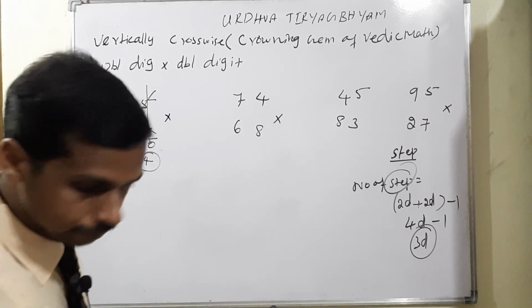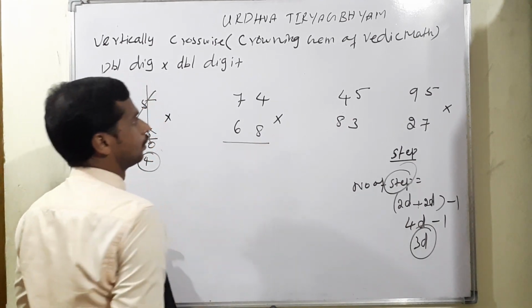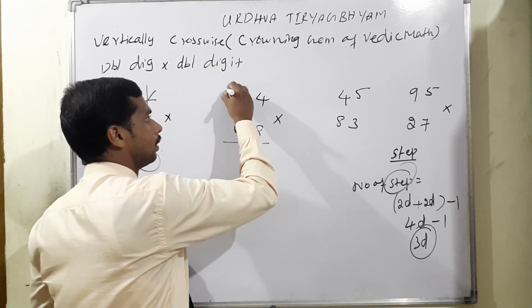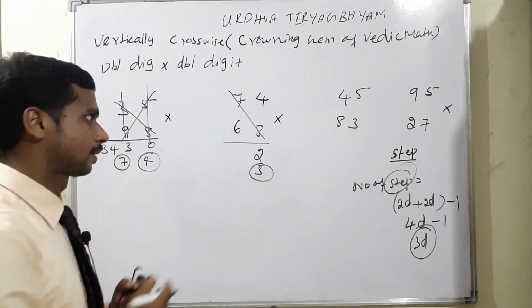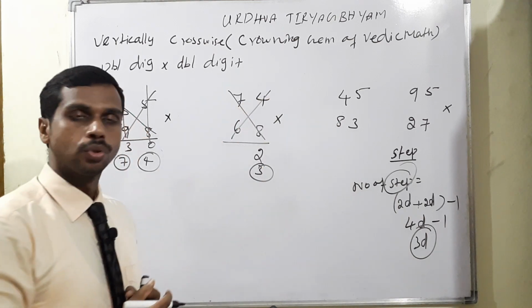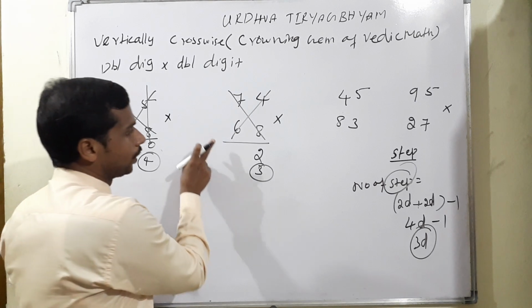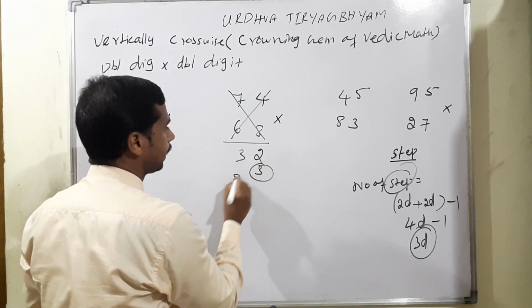So next one. 8 4s are 32, so carry will be 3. 7 8s are 56. 6 4s are 24. 56 plus 24 means 80. Now 80 plus 3 is equal to 83. Again carry will be 8.